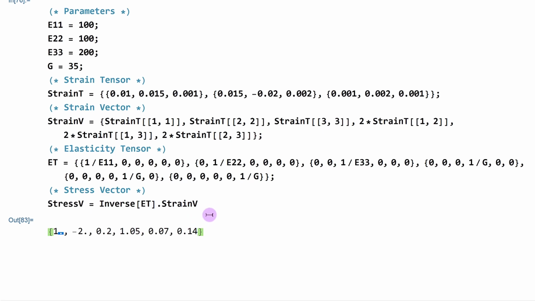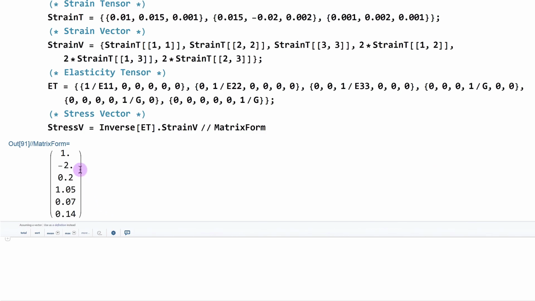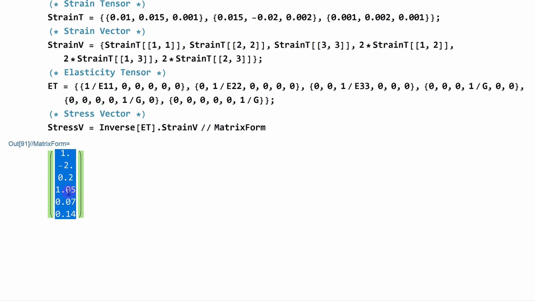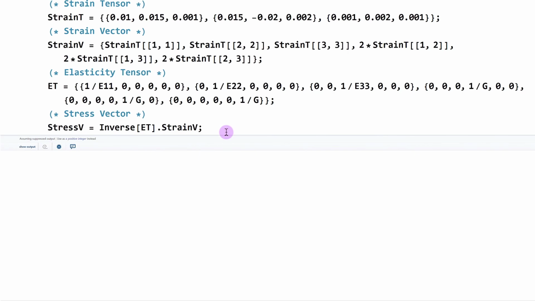So what we find, and we'll throw this into matrix form really quick so we can look at it nice and easy, is that sigma 1 is 1 MPa, sigma 2 is negative 2 MPa, sigma 3 is 0.2 MPa, sigma 2 is 1.05 MPa, sigma 3 is 0.07 MPa, and sigma 3 is 0.14 MPa. So this would be the answer that we need for part B. And as we're going to see, most of the hard work has actually been defined for us once we get to that point. So that's how we do part B.